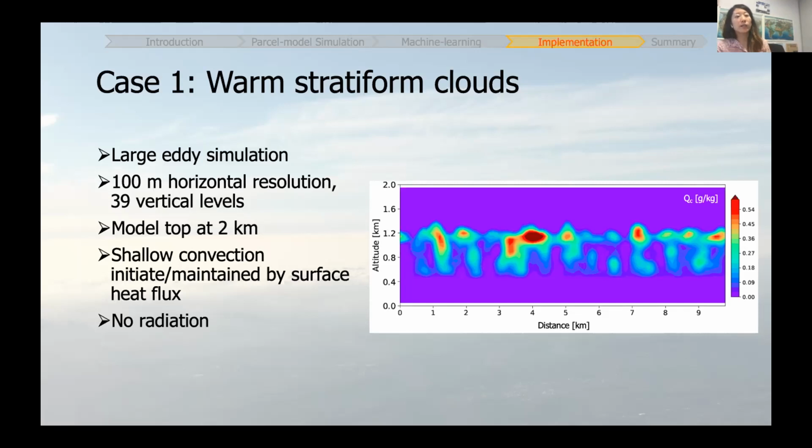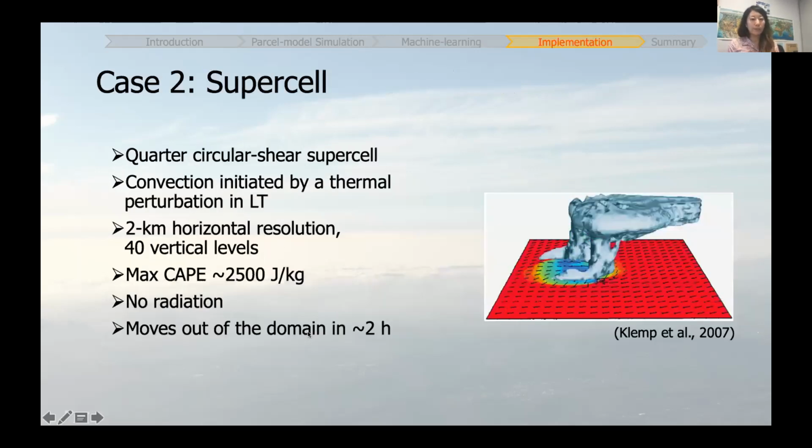Shallow convection was triggered, and there's no radiation. You can see in this figure, I'm just showing a snapshot of a meridional mean cloud mass mixing ratio in grams per kilogram, in the default control case. And I want to see how this cloud can be different if I use the machine. We are still analyzing that.